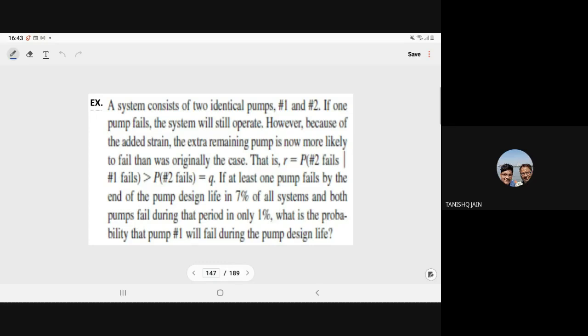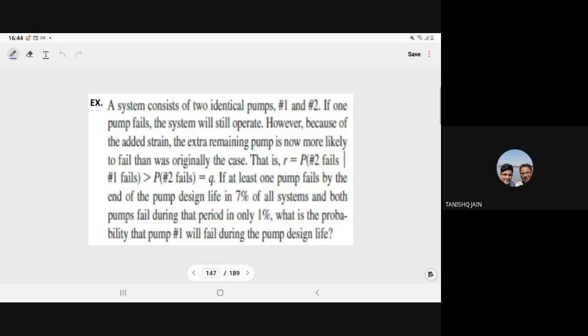Let us have a system consisting of two identical pumps, first and second. If one pump fails, the system will still operate. This means that for the failure of the system, both should fail. However, because of the added strain, the remaining pump is now more likely to fail than originally.